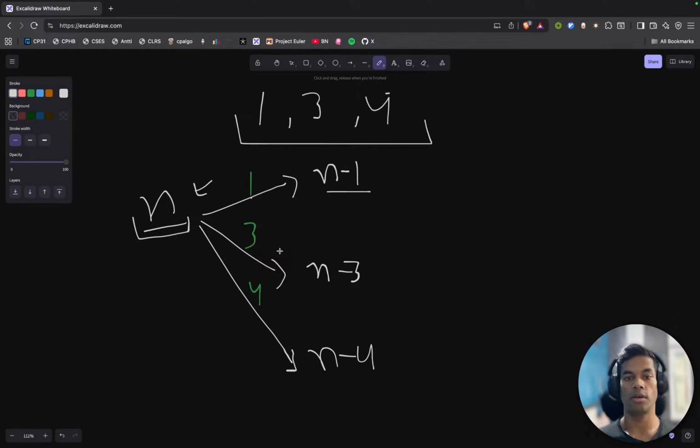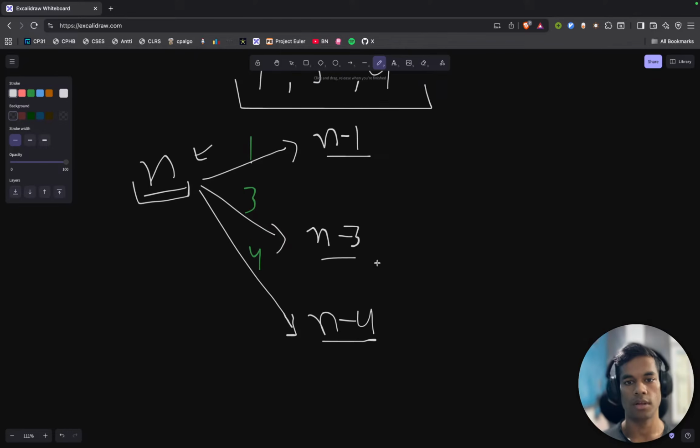Now here, how do we prove that unless we find the optimal solution to these subproblems, we will not get an optimal solution to our main problem?